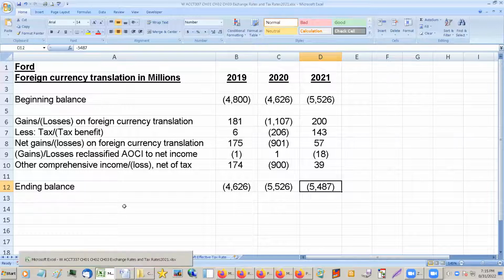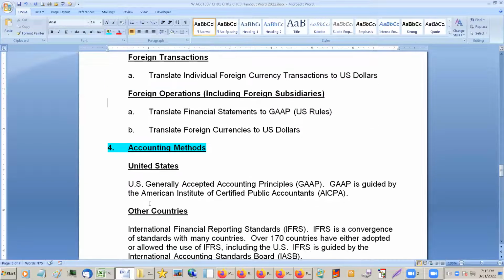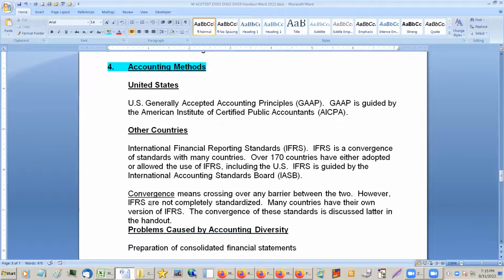Okay. Back to our handout. Okay, the accounting methods.